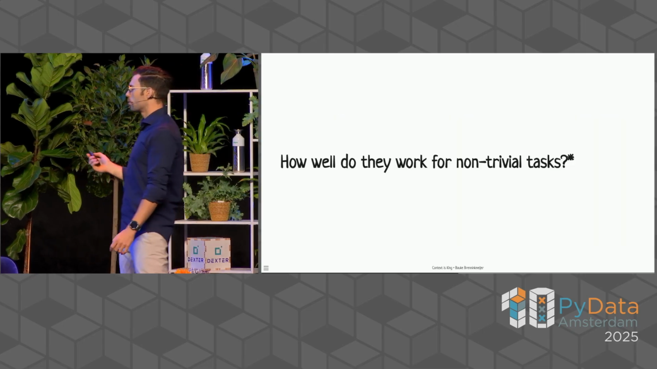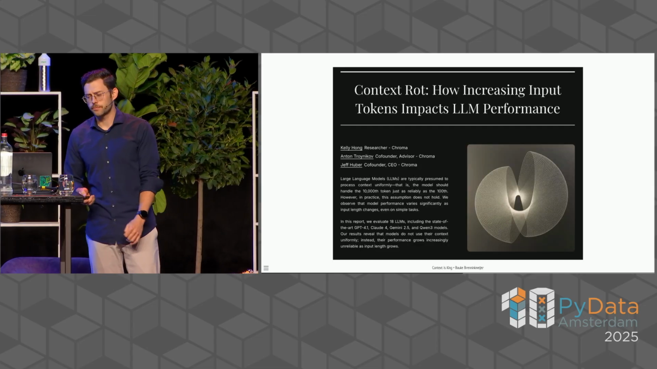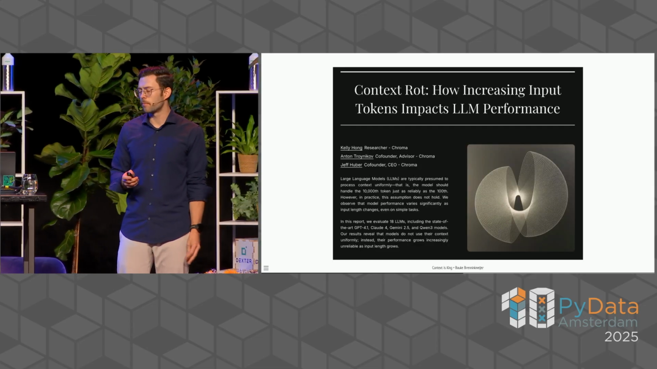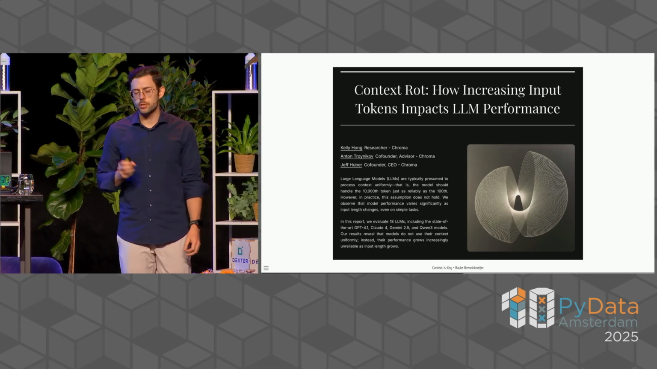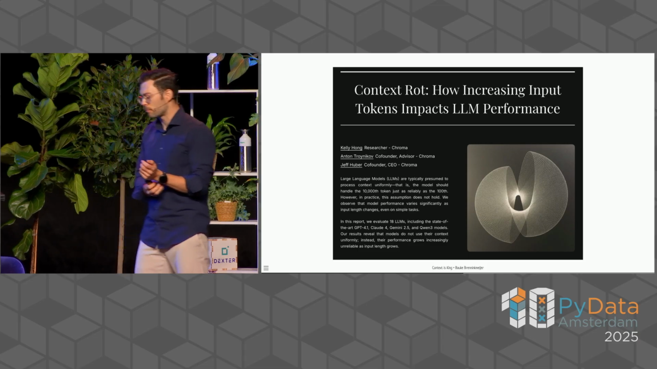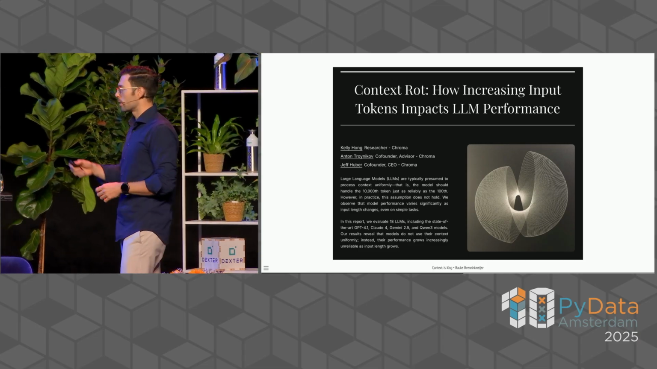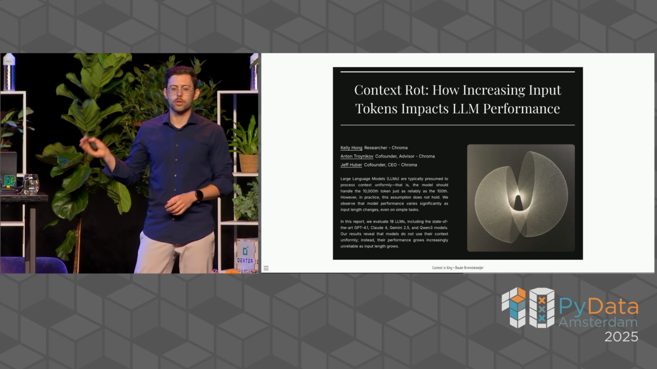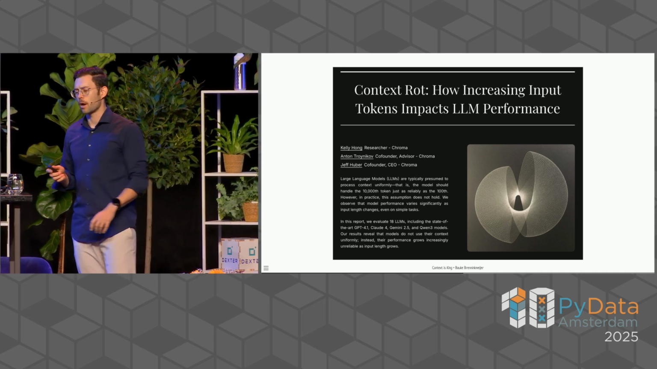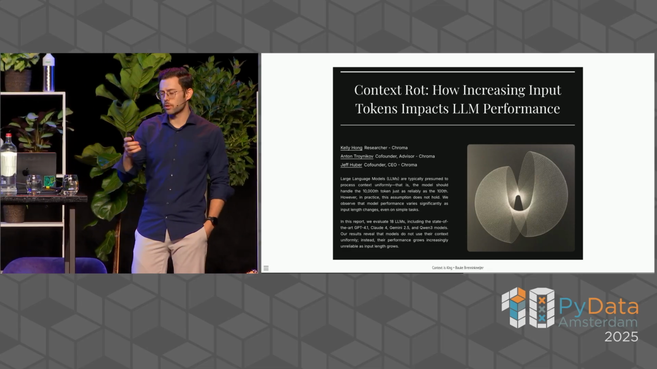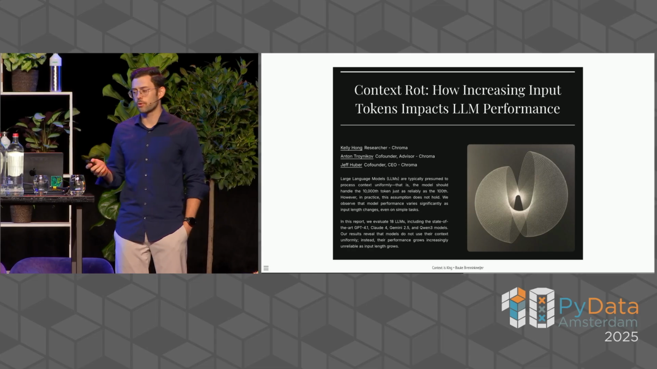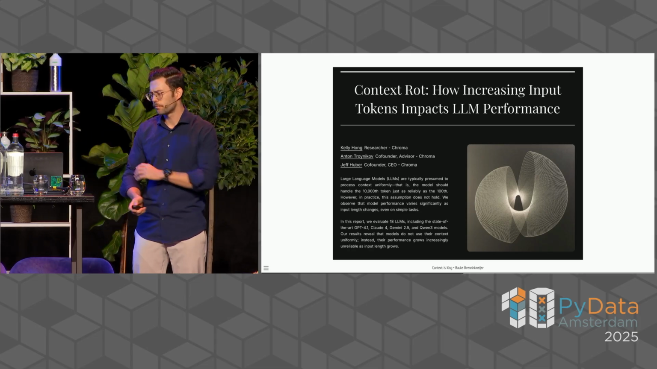So the question becomes, how do they work for non-trivial tasks? For this, I need to introduce my shadow co-author, because Chroma Research published on exactly this topic while I was preparing for this talk. I didn't have any results yet, so I'm just going to walk you shortly through what they found, because I think for any AI engineer, this is extremely relevant to be aware of. Shout out to Kelly Hong, who's the lead researcher on this work, and check it out if you have time. It's called Context Rot. It's a really nice read.